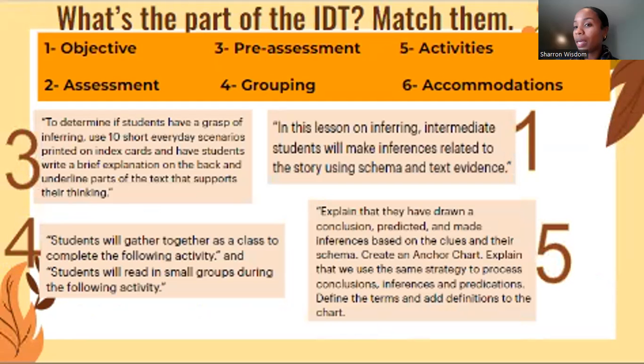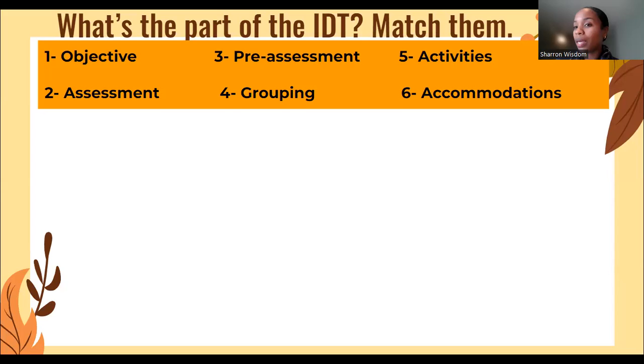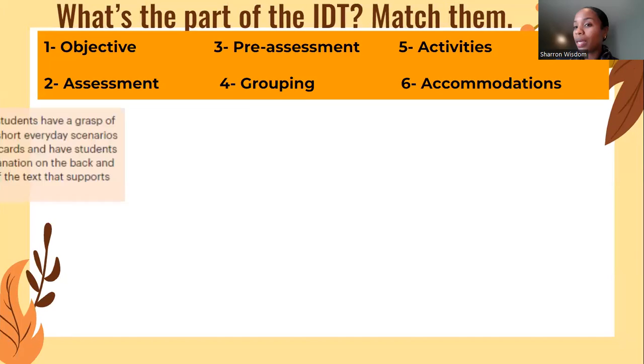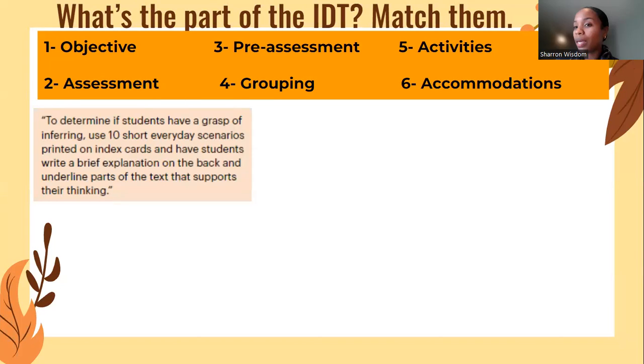All right, so what's a part of the IDT? As you see here, we've got a little quiz for you. To determine if students have a grasp of inferring, use 10 short everyday scenarios printed on index cards and have students write a brief explanation on the back and underline parts of the text that supports their thinking. So you've got your IDT in your hands, and if you don't, you can go get it from my website. You can also email me and get that from me, but I'm asking you to use that to help you determine what these parts are an example of. So what is this one? Is it objective, assessment, pre-assessment, grouping, activities, or is this an accommodation?